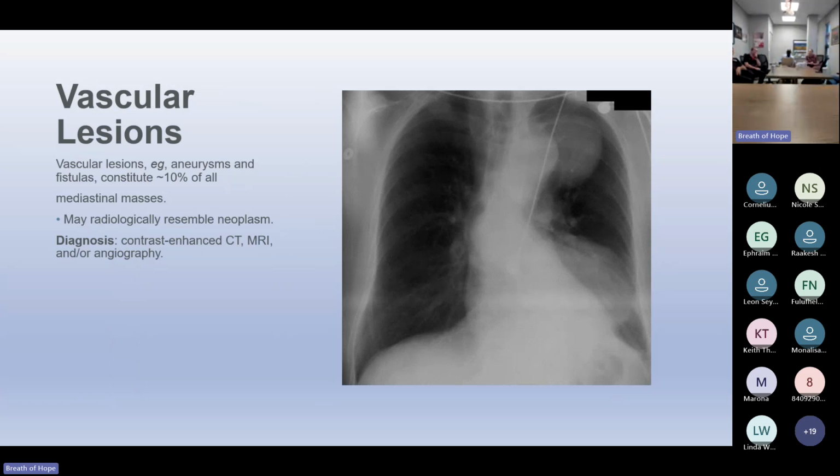Vascular lesions, an example will be aneurysm. And if you look at your X-ray, I wish we could do a quiz about it. You can see an opacity on the left side there. But again, you always have to go through the motions of differential diagnosis. That will be your aneurysm and fistula, and of course, for a mediastinal mass, you just have to go through the differential diagnosis. It may radiologically also resemble bronchogenic carcinoma, especially in the upper lobe. To diagnose, you need contrast CT, MRI, or angiography.